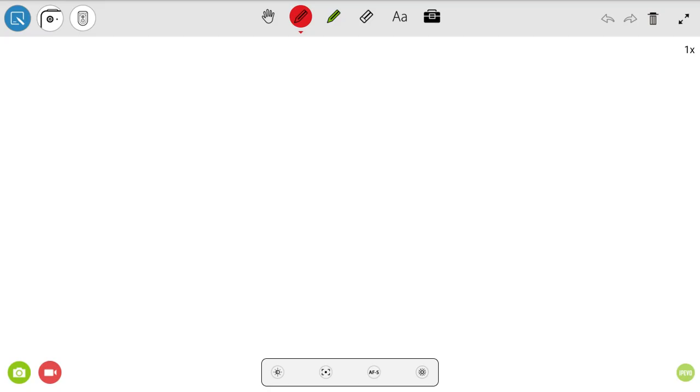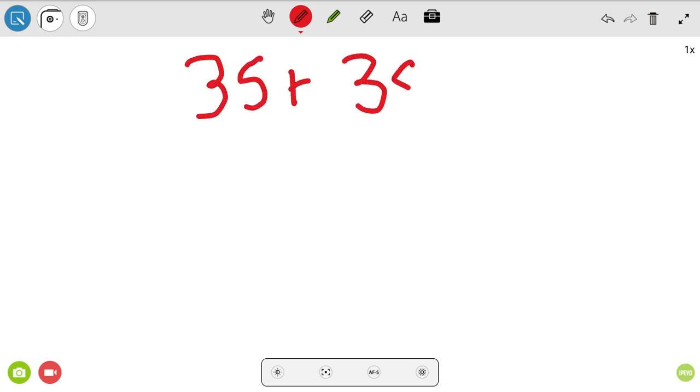Now this problem is going to be regrouping because I noticed that my ones place is going to be larger than 10 or more, okay? So I'm adding 35 plus 35.